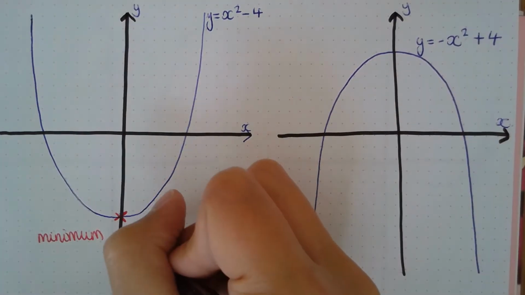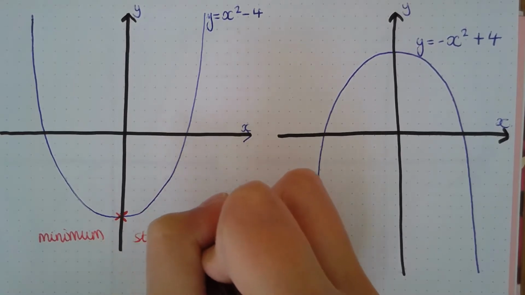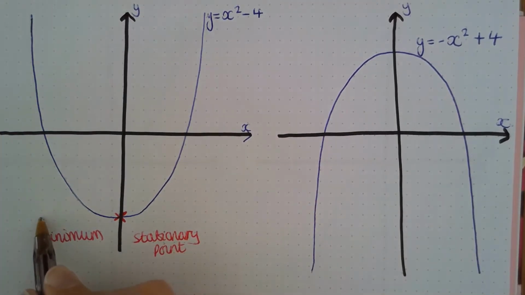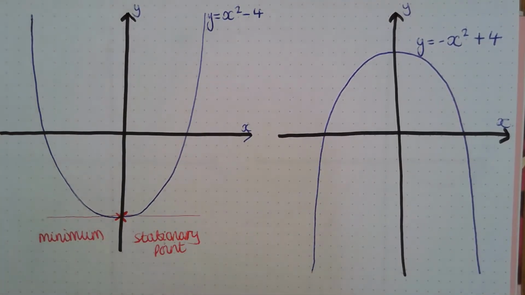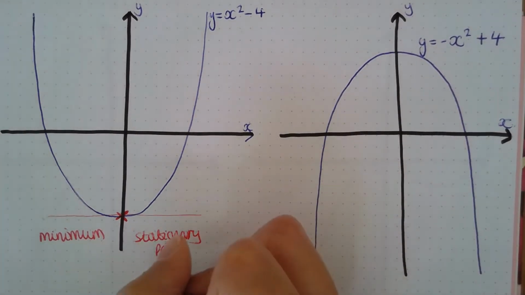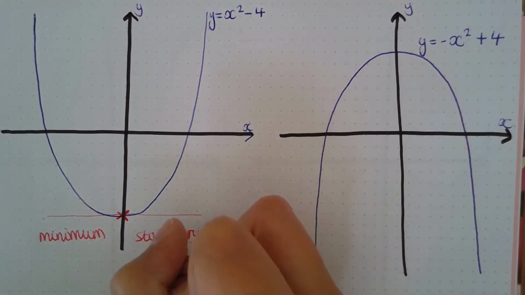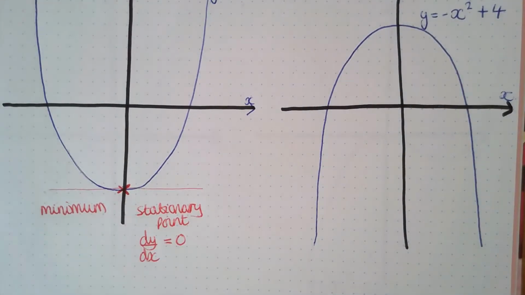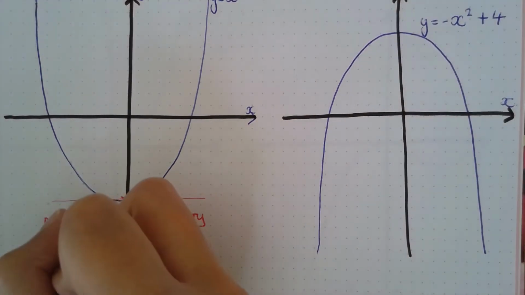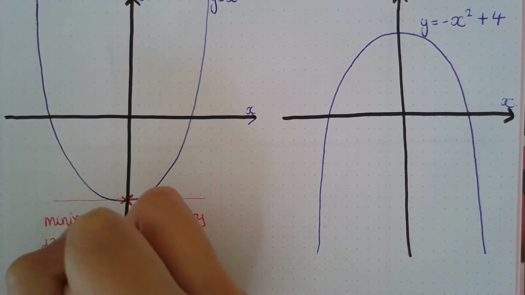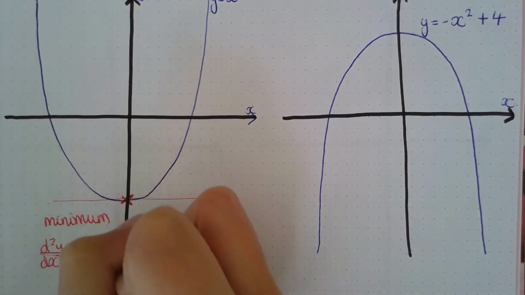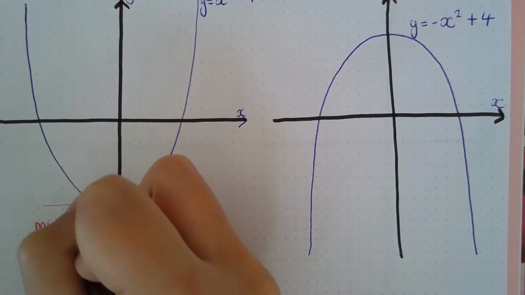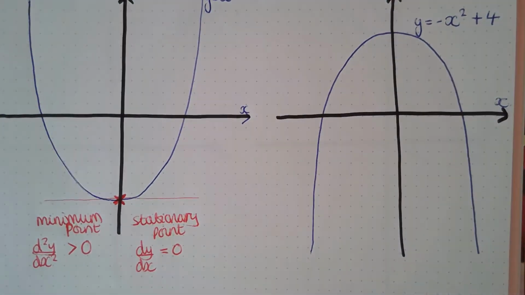And we know that it's a stationary point, because if I was to draw a tangent to the curve, it would be horizontal at that point. We find a stationary point by setting our differential equal to 0. And we know it's a minimum because we find our second differential, and it's greater than 0 if we have a minimum. It's at that exact point that is the minimum.